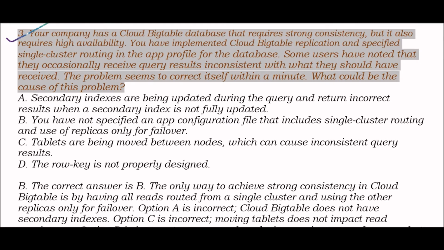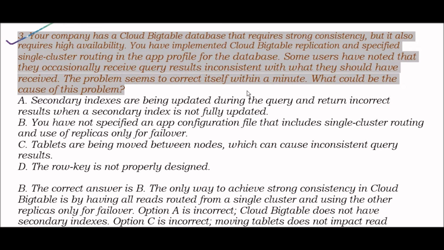Option A. Secondary indexes are being updated during the query and return incorrect results when a secondary index is not fully updated. Option A is incorrect because Cloud Bigtable doesn't have secondary indexes, as you know very well. So option A is incorrect.